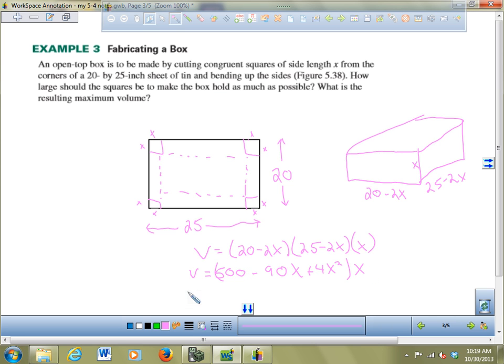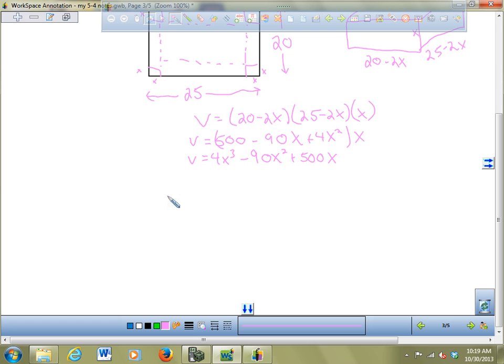So still finding my volume equation, I'm going to bring the 4x cubed in front, minus 90x squared plus 500x, and then I'm going to take the first derivative of that. So the derivative of the volume is 12x squared minus 180x plus 500, and I set that equal to 0.